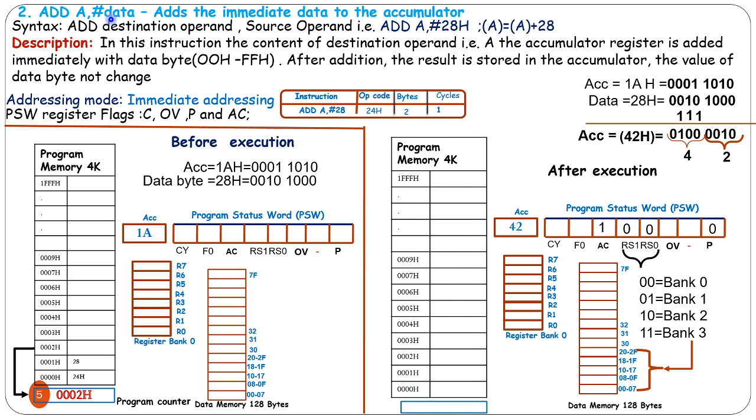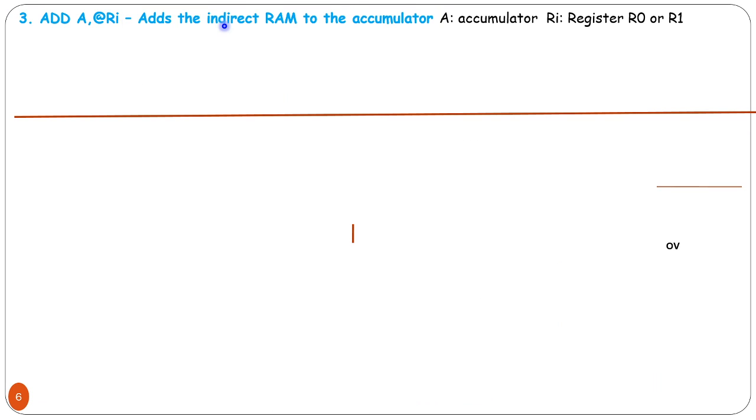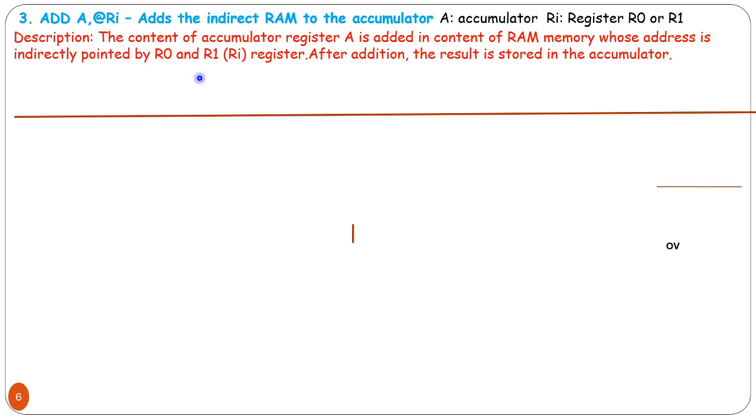Next one is the program counter register. The next instruction is ADD A, @Ri. The content of the random access memory indirectly pointed to by Ri, where Ri means R0 or R1, is added to the accumulator, and the result is stored in the accumulator register. Now this is a description of this instruction.